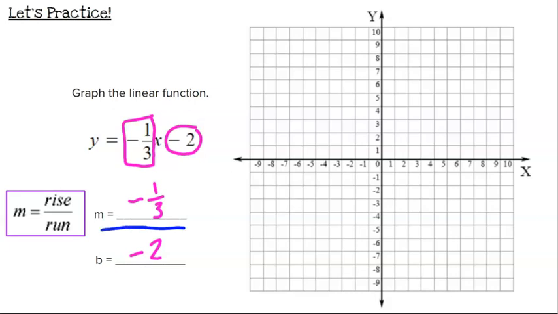Now our first step is to plot that y-intercept on the y-axis. So we're going to find -2, and we are going to put a point right there at -2.